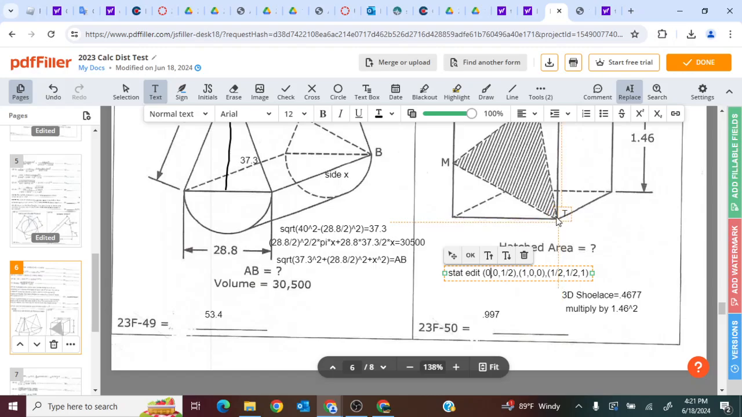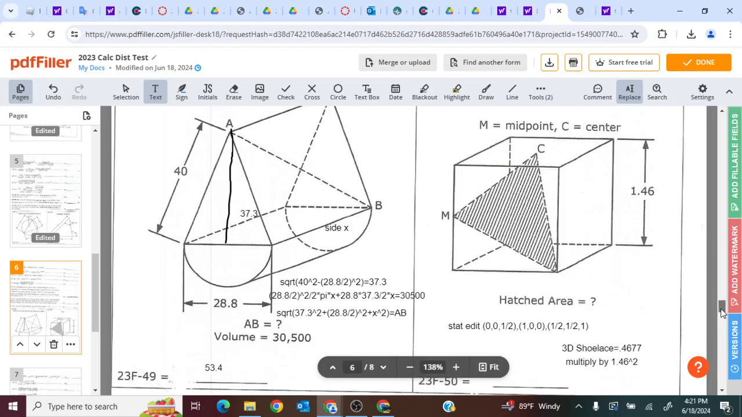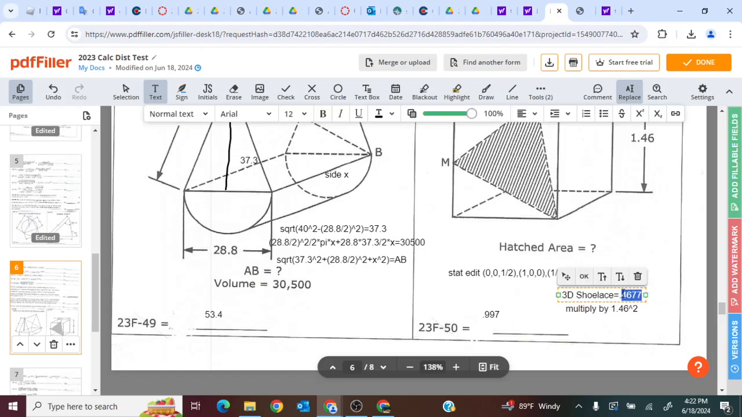Then the next point is here. The full distance to the right, no distance that way, and no distance up. L1, L2, L3. And then you do the same thing for the other point. Half the distance that way, half the distance in, and a full distance up. And if you do that, you go to polygon size, put in 3 because there are 3 sides, and then you go to 3D shoelace, you'll get 0.4677.